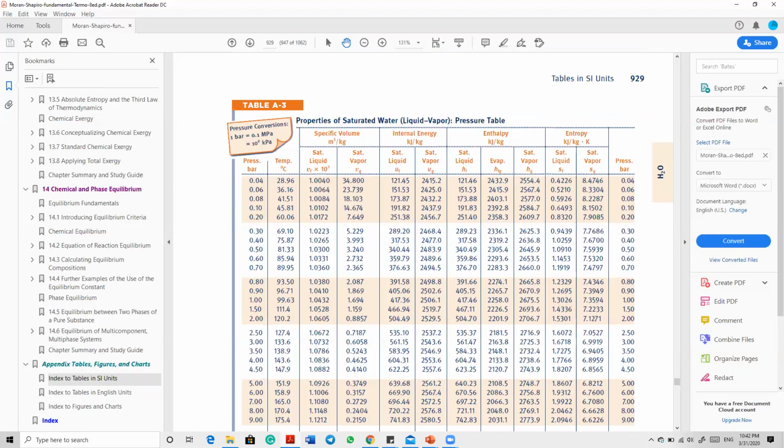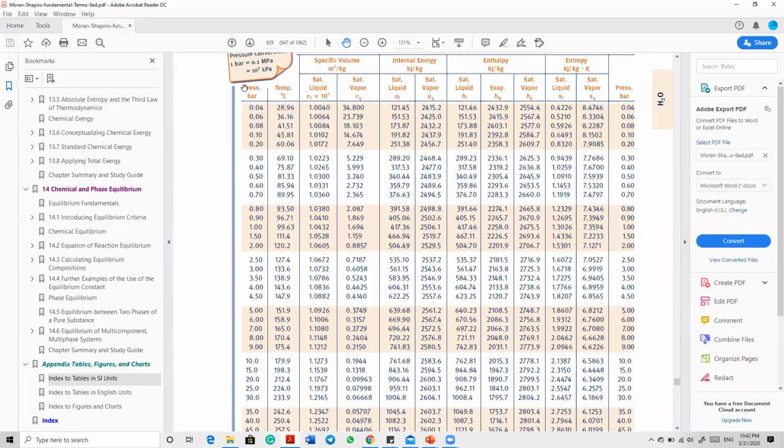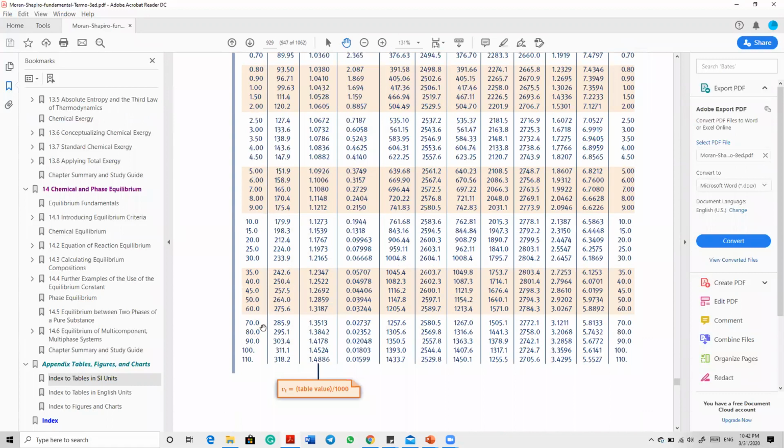Okay. This table is based on pressure. I'm going to check for 10 megapascal. What is this? This is bar. 10 megapascal is 100 bar. So let's go and check for 100 bar.